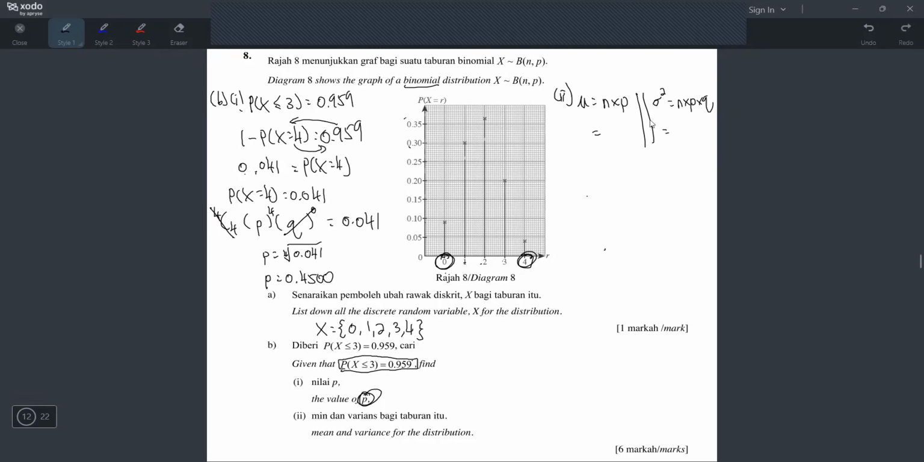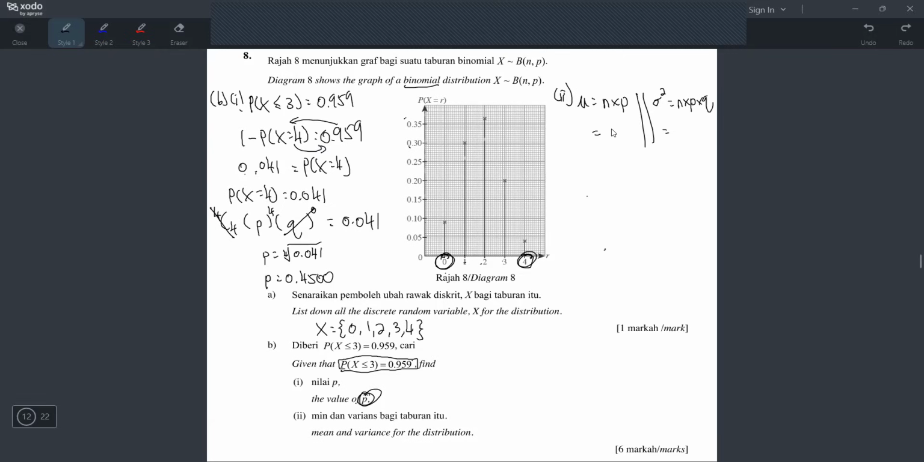One more thing is you can only use this mean formula and variance formula when it's a binomial distribution. If it's a normal distribution, please don't use this formula. This formula is only used when it's a binomial distribution question. This formula also is only used if it's a binomial question.